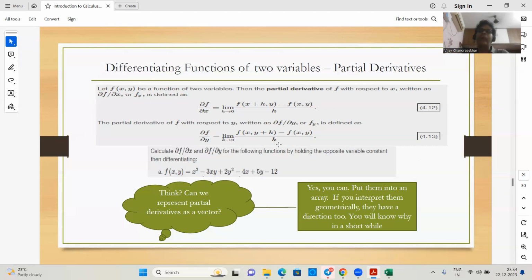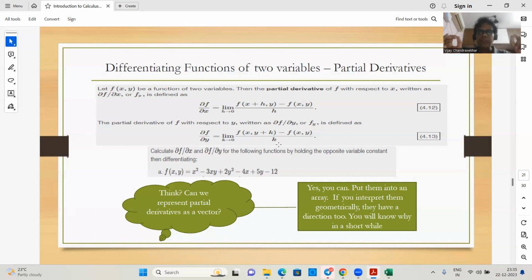3 plus x squared. What is the derivative? 0 plus 2x. So when a constant is part of an additive term, the derivative of the constant is 0. Okay, so let's understand that.